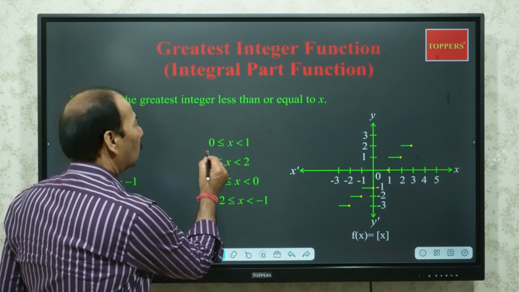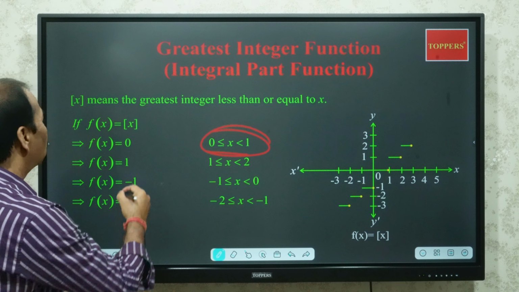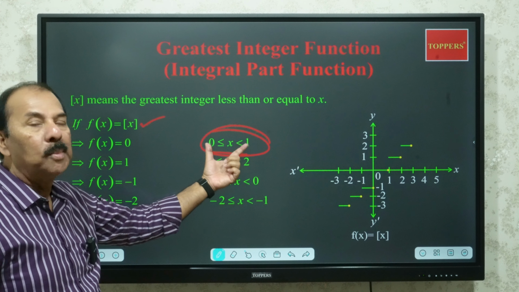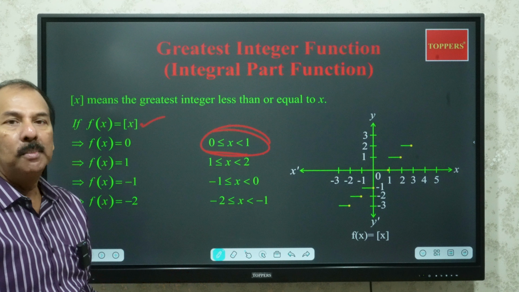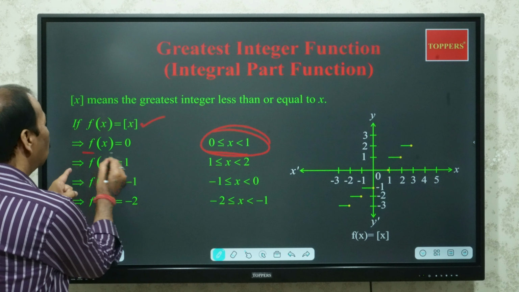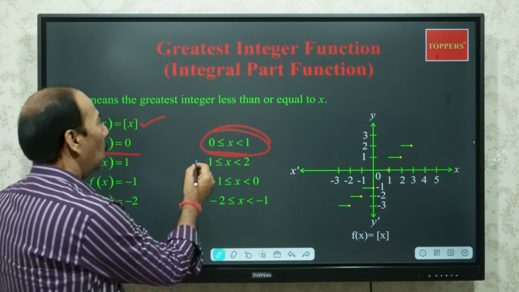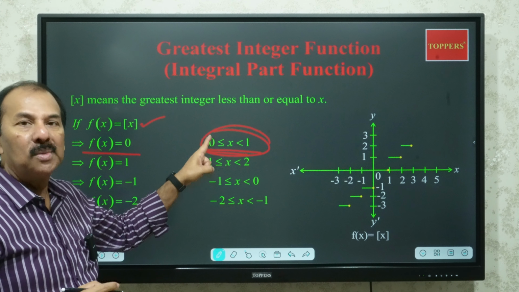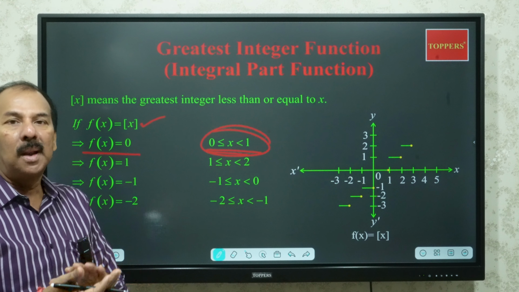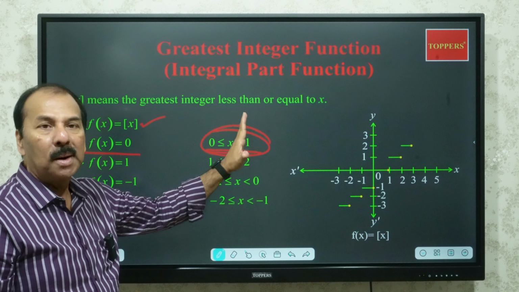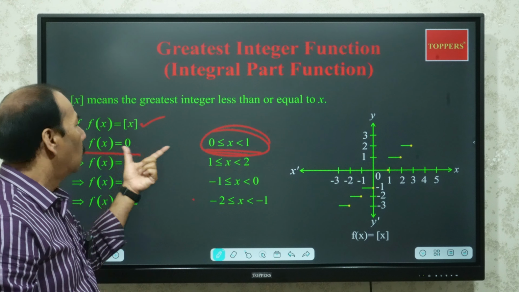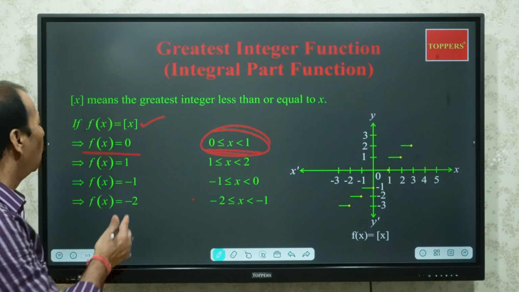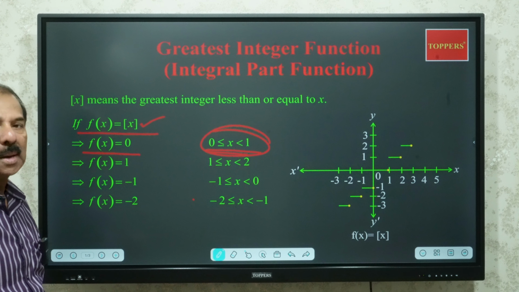If x lies between 0 and 1, what will be the value of f of x equal to integral x? It will be 0, because f of x equals 0 when x lies anywhere between 0 and 1: 0, 0.1, 0.2, 0.5, 0.999, approaching 1 but less than 1. Throughout this interval, the value of the function is 0.